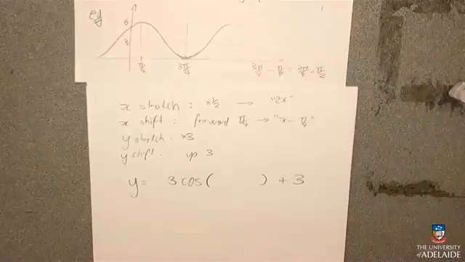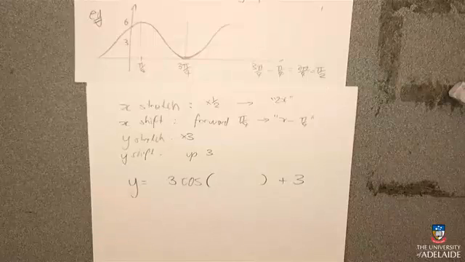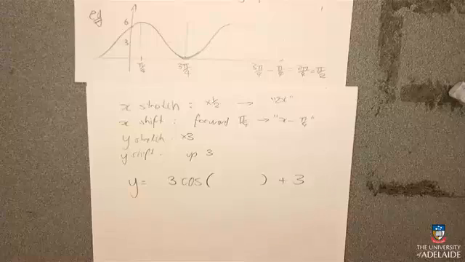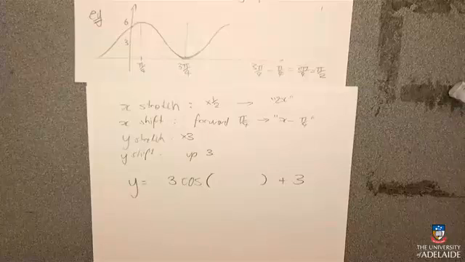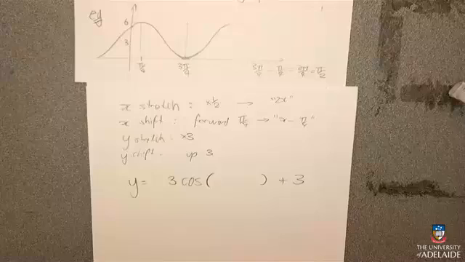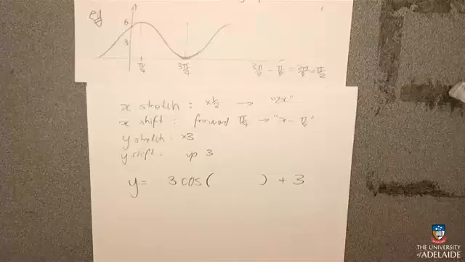Now, the question is, what order did we do these in? Did we do the 2x before the x minus pi on 4 or after? What do you reckon? Some votes. When did we do the shifting by pi on 4? Did we do it before we stretched out the x-axis, or shrunk it in our case, or did we do it after? After. How can you tell?